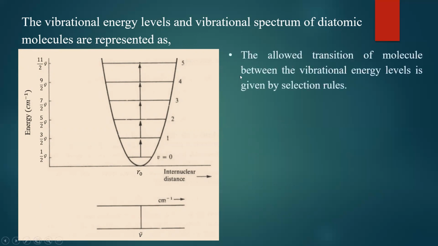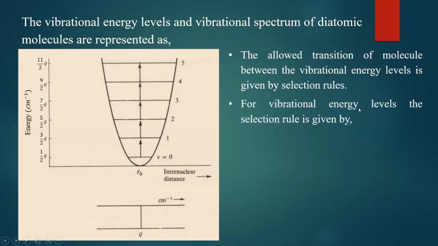The allowed transition of the molecule between the vibrational energy levels is given by a selection rule, and for vibrational energy levels, the selection rule is delta V equal to plus or minus 1. So the molecule can make a transition from one level to the very next level. It cannot go from the 0th level to the second level. It is not possible. So it can go from 0 to 1, 1 to 2, 2 to 3, like that. So the change in vibrational quantum number should be equal to plus or minus 1.